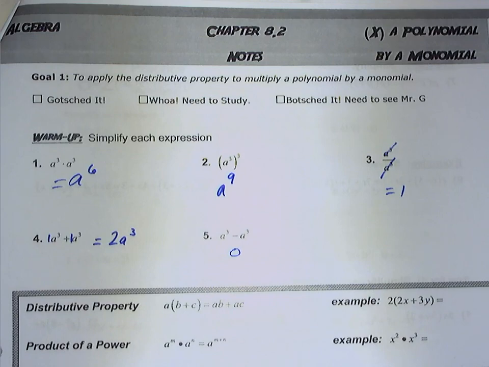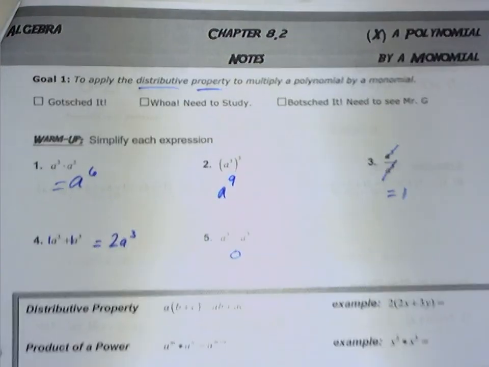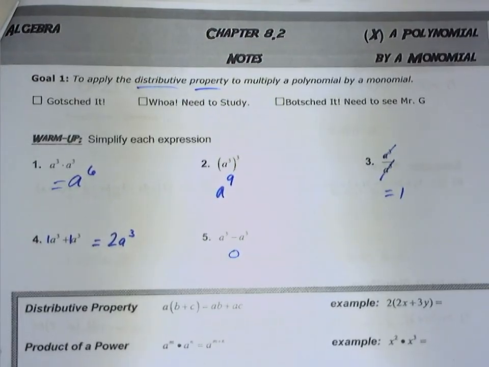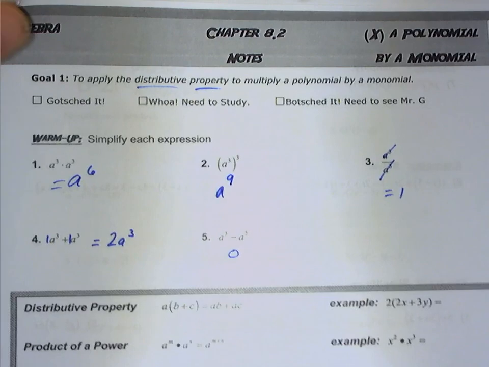It says we're applying the distributive property for goal number 1. You guys remember the distributive property? We did this way back in like unit 0. Okay, this is going to be so easy. So we're going to use the distributive property as we multiply a polynomial by a monomial. So this is going to go super fast.